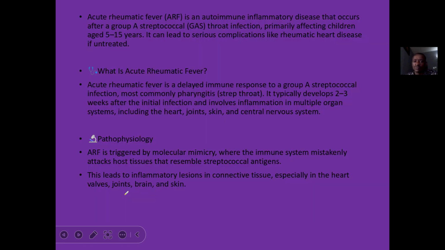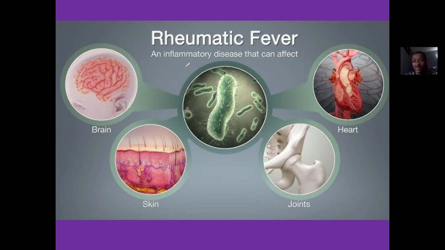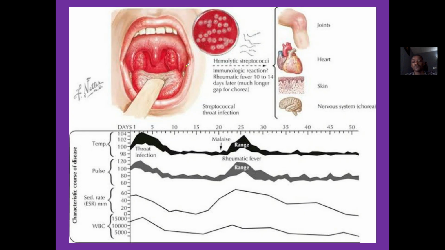So acute rheumatic fever is an autoimmune inflammatory disease. I should give you guys a gist before. Acute rheumatic fever comes from the person having had a strep throat infection. The strep throat led into pharyngitis, so the group A Streptococcus was growing. As it was growing, it got into the bloodstream.